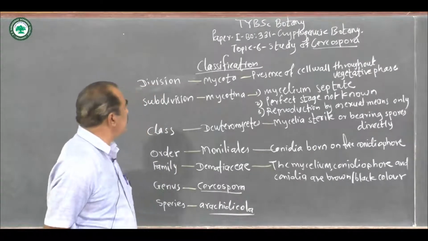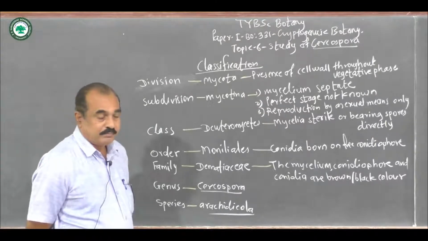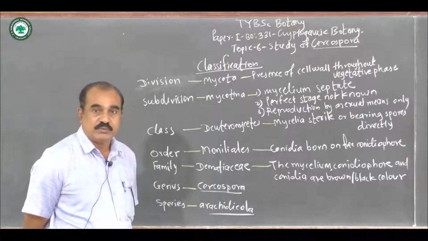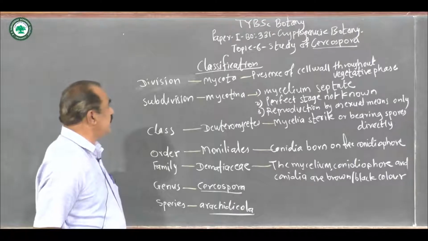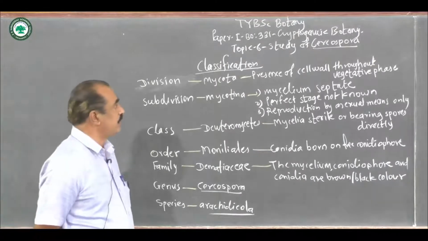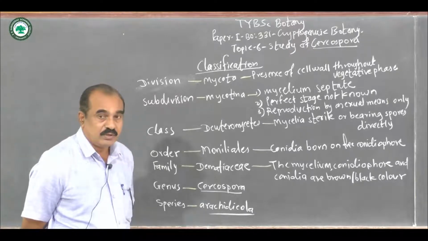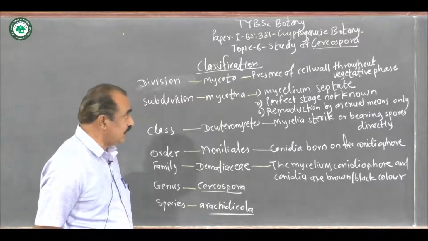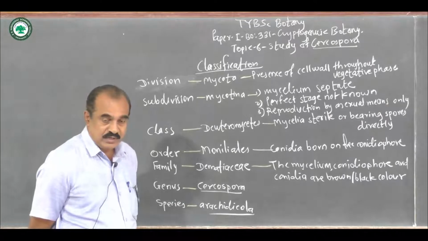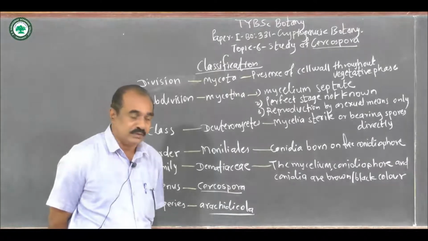Now the classification is division Mycota, presence of cell wall throughout the vegetative phase. Next, that is the subdivision, that is the Mycotina. The mycelium is septate. Second, perfect stage is not known. And third reason, reproduction by asexual means only, that means with the help of conidia only.